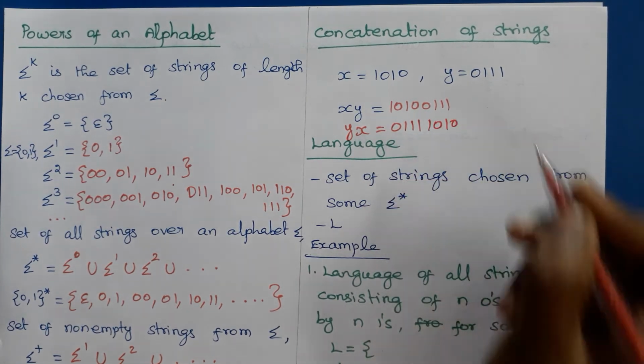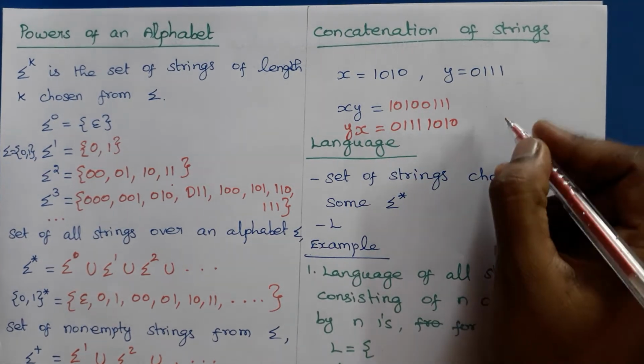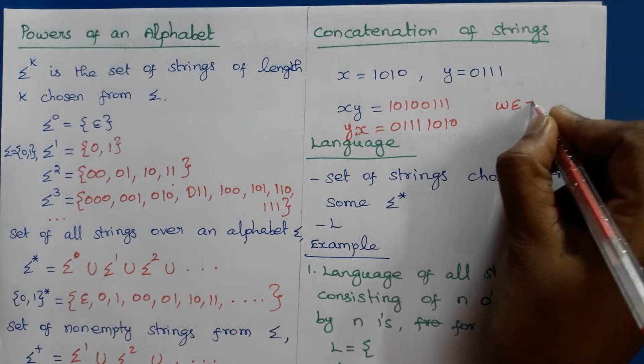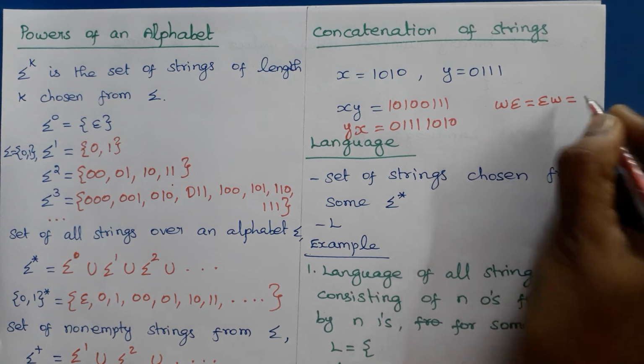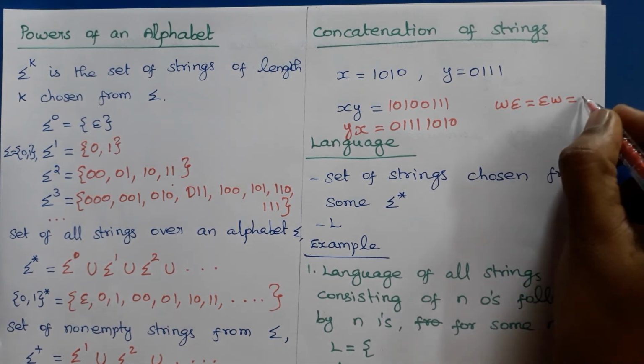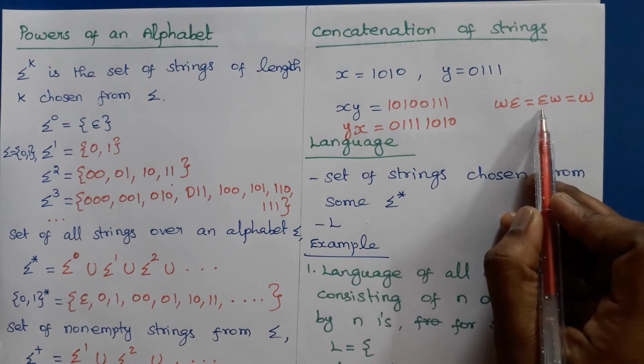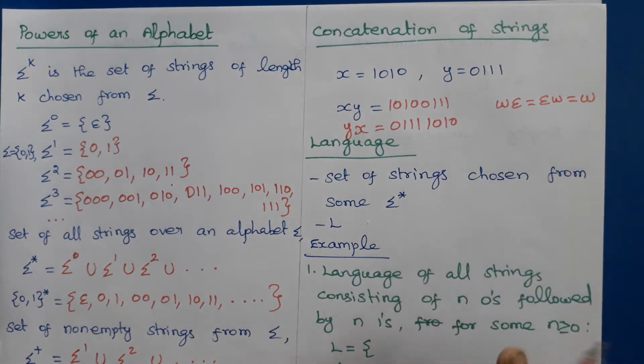So this is concatenation. And suppose we want to concatenate a string w with epsilon, or epsilon is concatenated with string w, then we get w as a result, because epsilon is an identity element during concatenation.